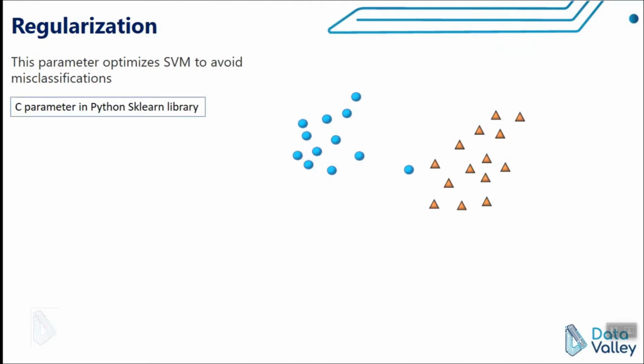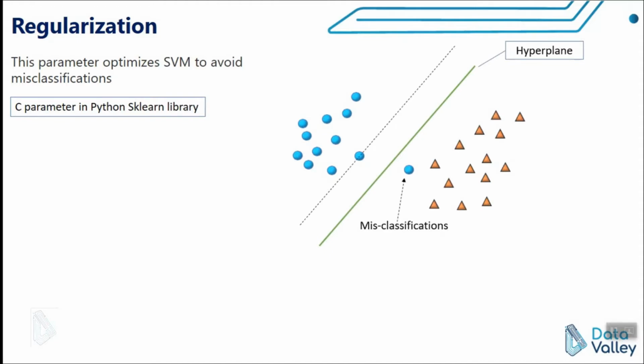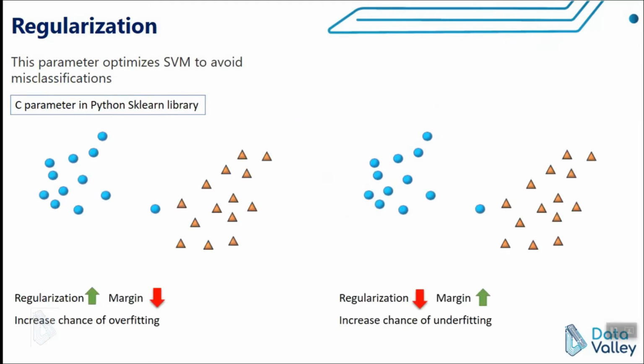How can we tune this parameter in the Python implementation? In scikit-learn, we can use the C parameter. If this is our hyperplane and this point will be misclassified, that's because we are using some hyperparameter C that we can tune in this way in this slide.